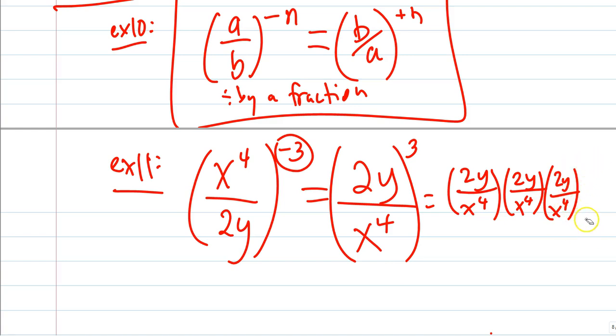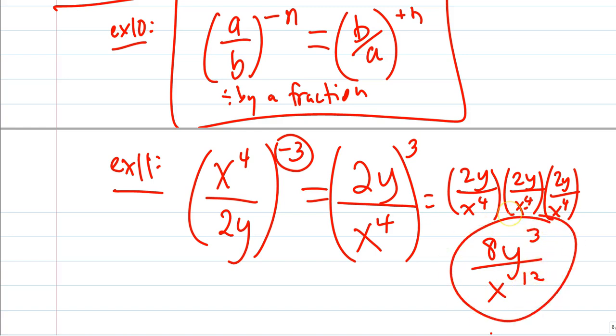Oh, just 3 of them. And then you're multiplying that in your head. 2 times 2 is 4, times 2 is 8. Y to the third, x to the 4, 8, 12. No magic tricks. This should make sense.